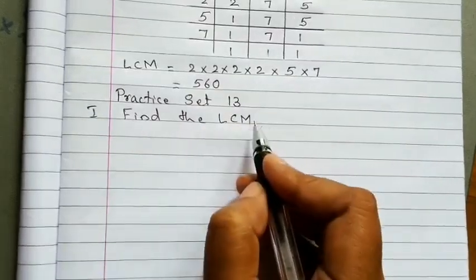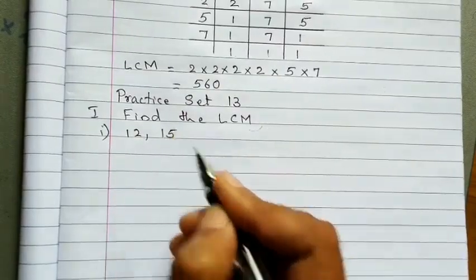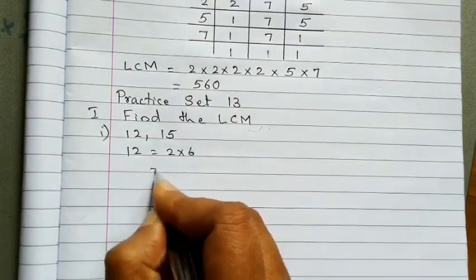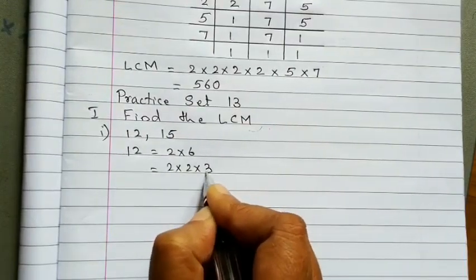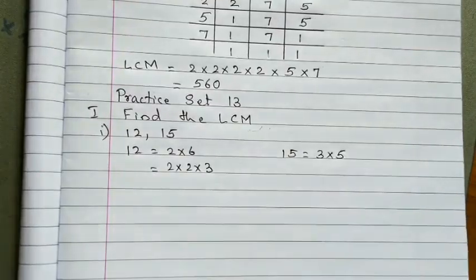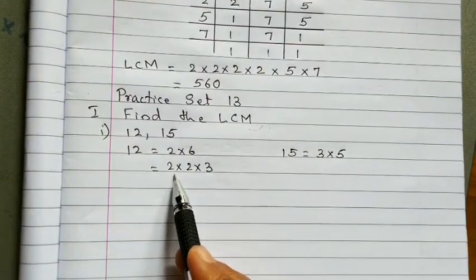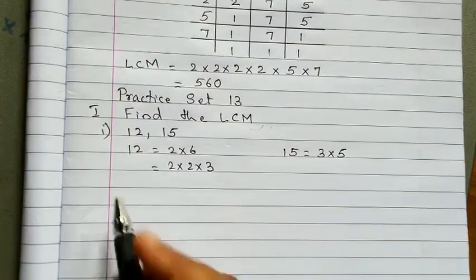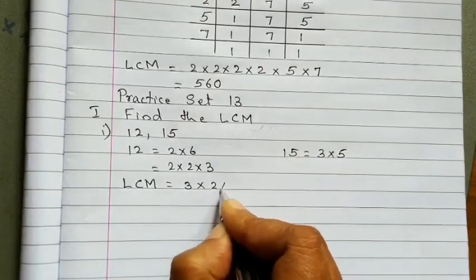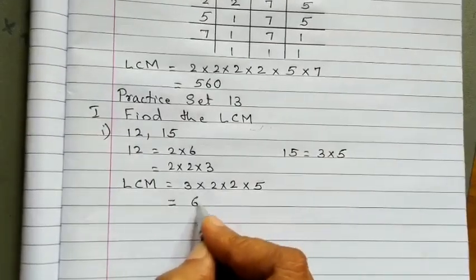Now let's move on to practice set number 13. The question is find the LCM. The first question here is 12 and 15. Let's write the factors of 12. 12 is 2 multiplied by 6. That is 2 multiplied by 2 multiplied by 3. And 15 is 3 multiplied by 5. If you see, 3 occurs once in both. 2 occurs a maximum of 2 times and 5 occurs once. So you can write the LCM as 3 multiplied by 2 multiplied by 2 multiplied by 5. So the answer is 60.